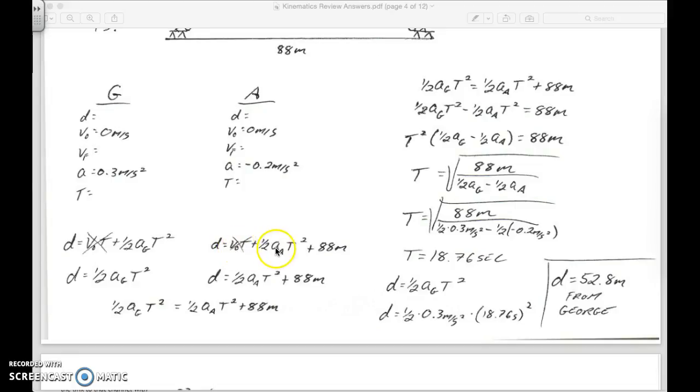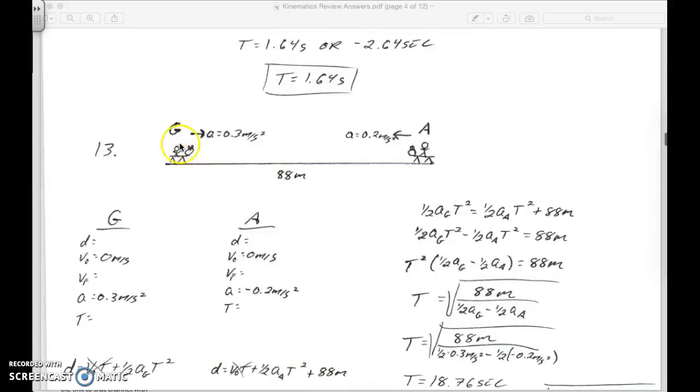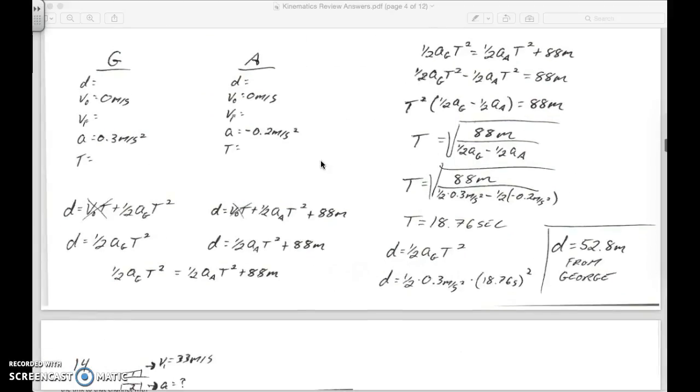D equals V naught T plus 1/2 AT squared. Again, we're using Alfred's acceleration, and again, his initial speed is 0, so I can cross this term out. But I have to add 88 meters because at time 0, if George is at position 0, he's at the starting line, if this was a race, Alfred has an 88 meter head start. Now, yes, he's going in the opposite direction, but he is 88 meters away, and that has to be taken into account. That's the difference between talking about distance versus displacement, and in physics, we're talking about displacement.